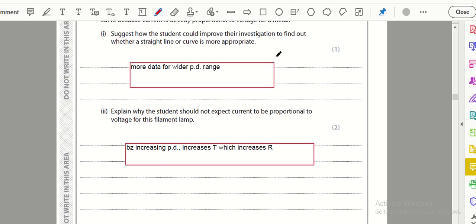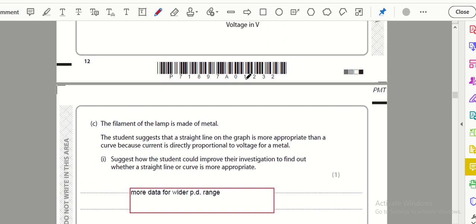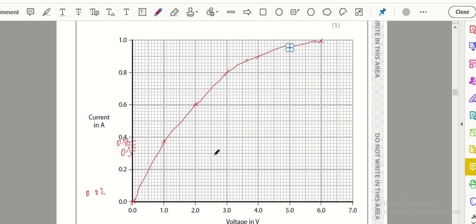Suggest how the student could improve the investigation to find out whether a straight line or curve is more appropriate. He needs to find more data for a wider potential difference range so he can extend the graph beyond this range.